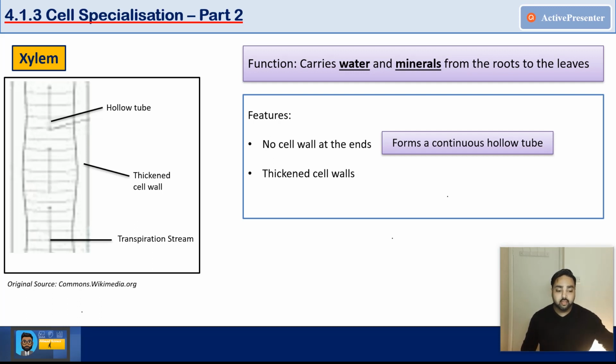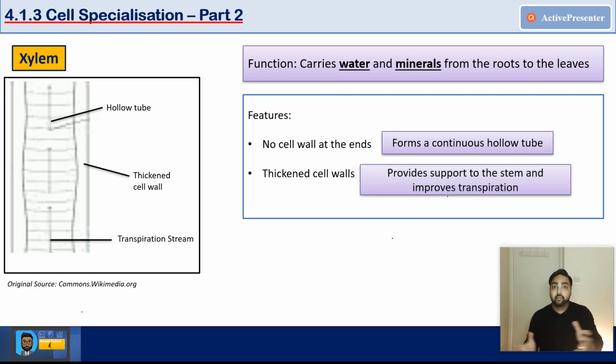In terms of the thickened cell walls, what they do is they provide support for the plant, particularly as the plant gets bigger and taller and has to reach higher heights. What you need is the plant to be able to stay upright, because if the leaves are at the top, that's where most of the sunlight will be. It provides support to the stem and it improves transpiration, so it allows the water to flow through much easier.